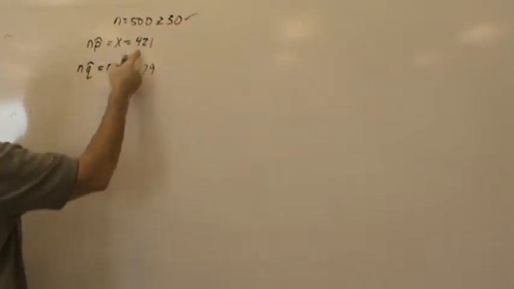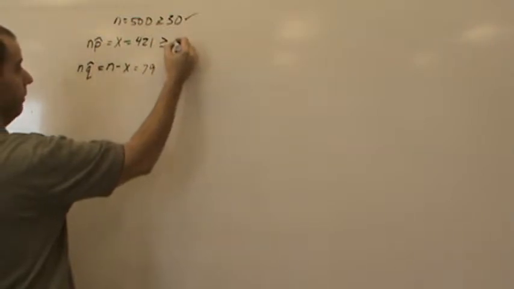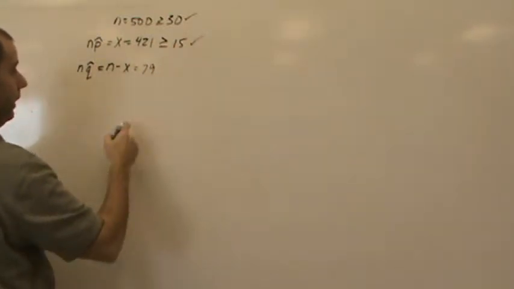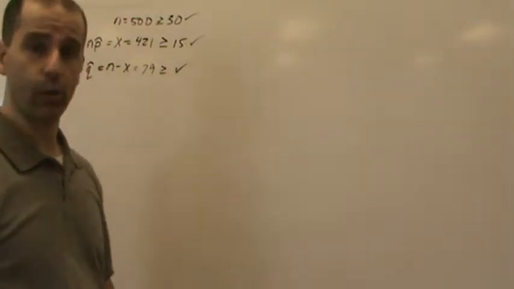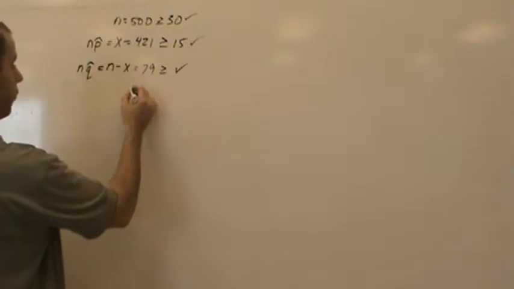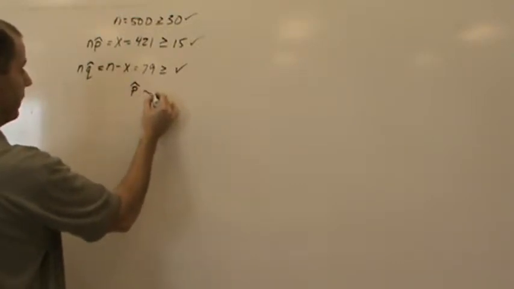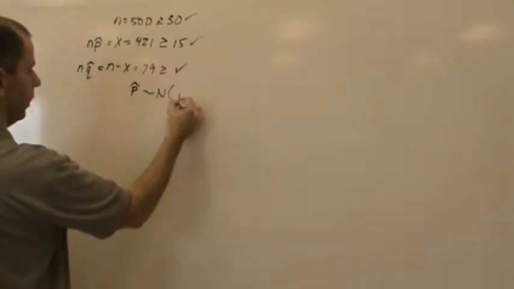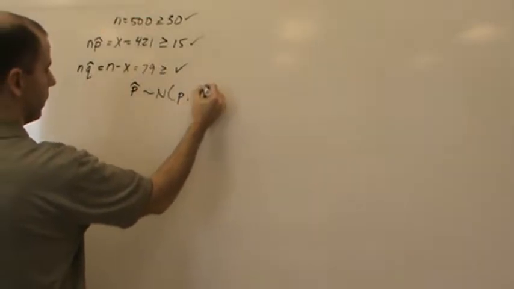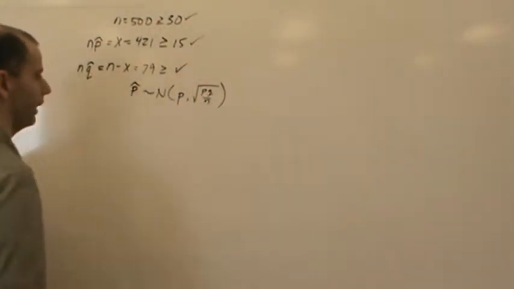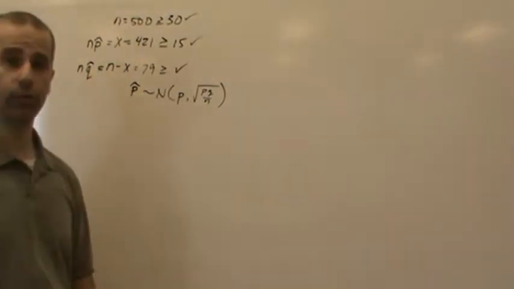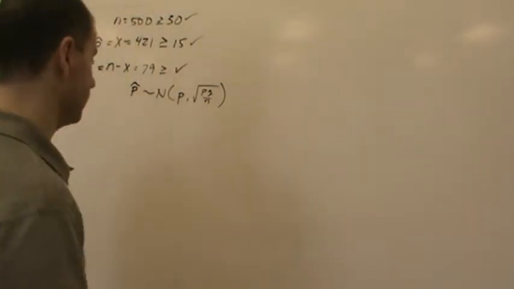Check. This has to be bigger than or equal to 15. Check. And this has to be bigger than or equal to 15. Check. So what do we know? Well, we know that the distribution for p hat is going to be approximately normal with a mean of p and a standard deviation of the square root of pq divided by n. Okay? So that means we can use our formula for the confidence interval.